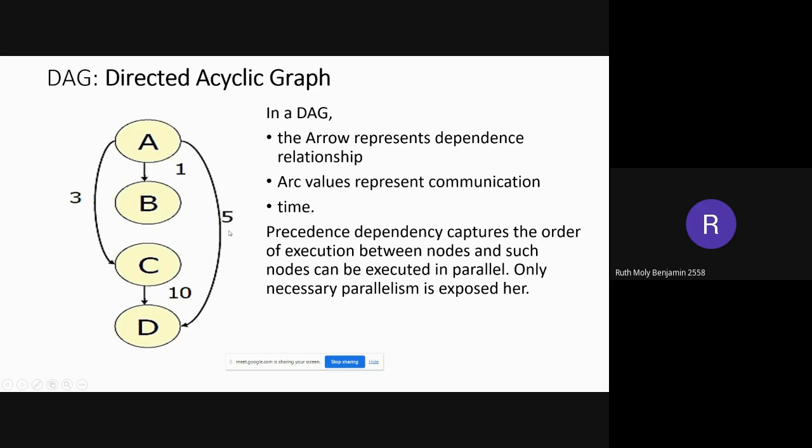And then precedence dependency captures the order of execution between the nodes. You would remember learning in the first two modules about nodes. All these are called nodes. So the order of execution between nodes is captured, and they can be executed in parallel. You can do it at the same time.